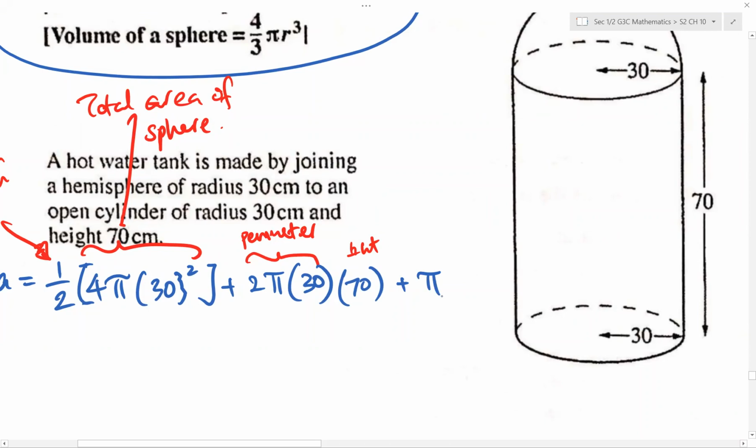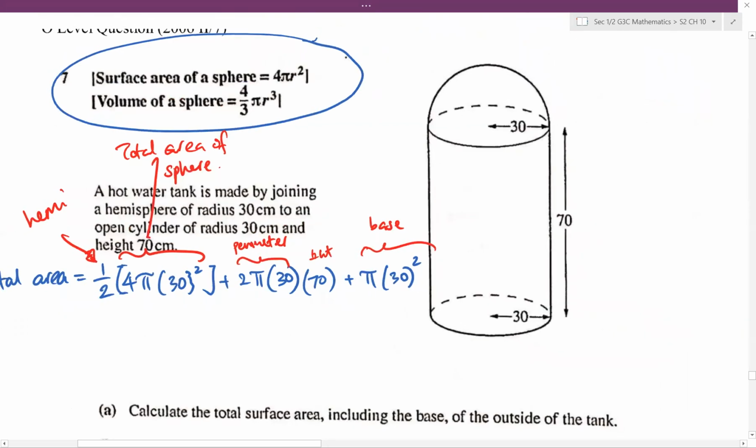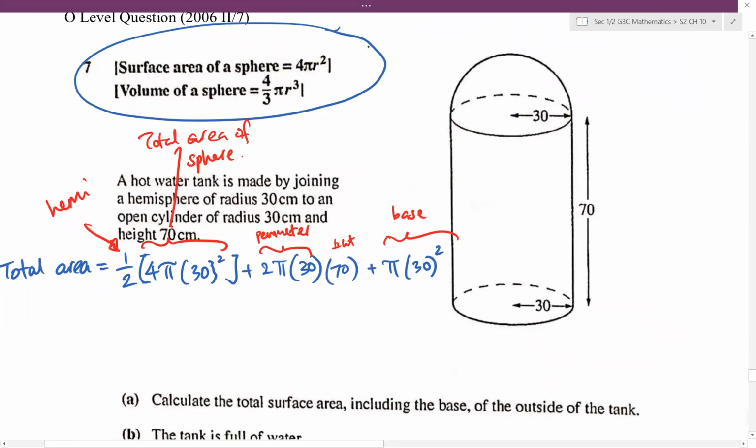Okay, next one final area. Pi 30 squared. So this will be our base. Base. Okay, so there are 3 parts to them. And what is your answer?